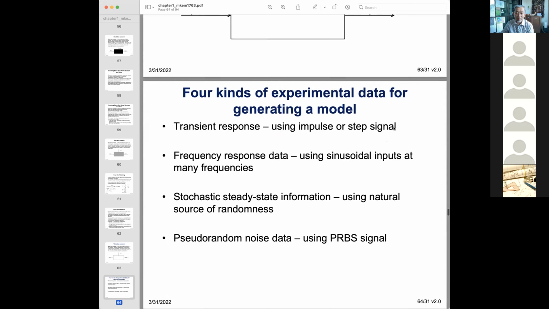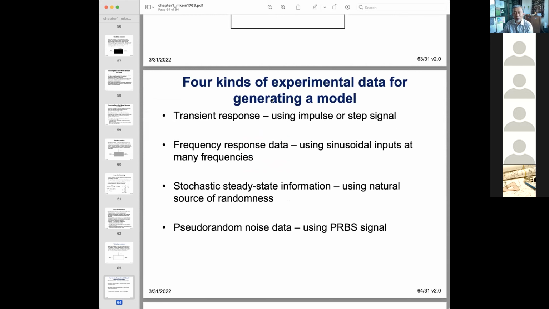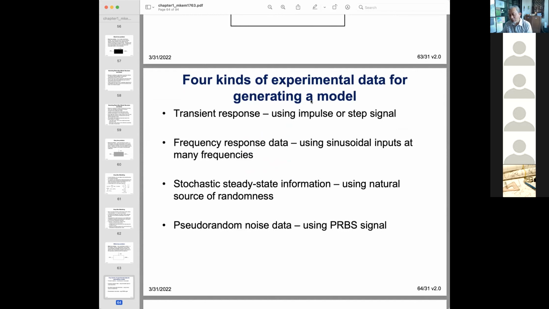We stop here. And there are four kinds of data.